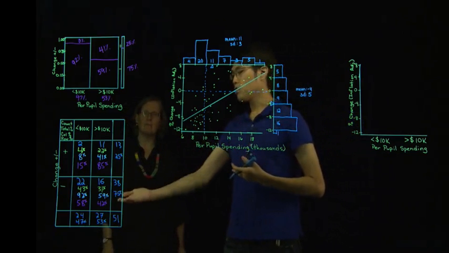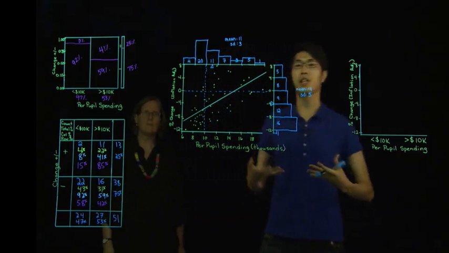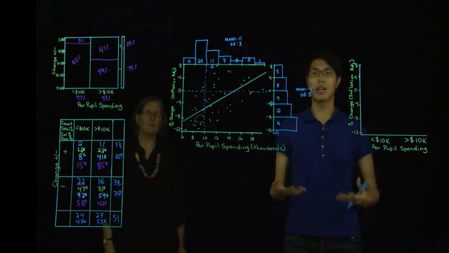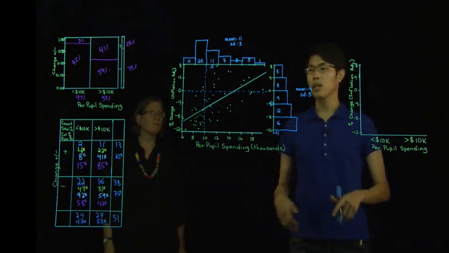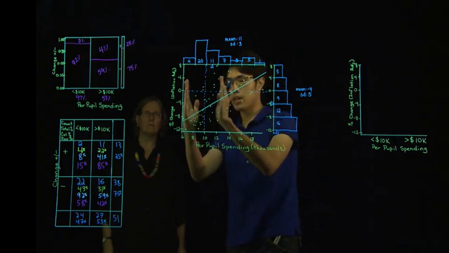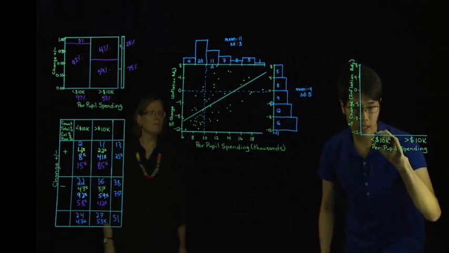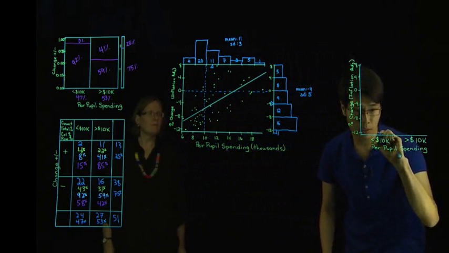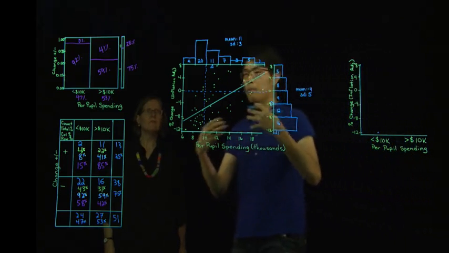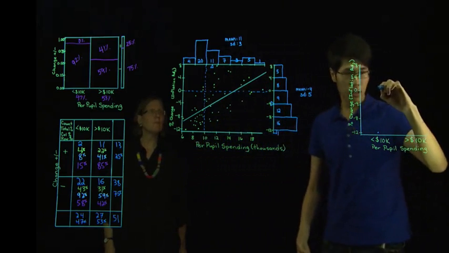If we look at the contingency table, we can identify that there are 24 states with less than $10,000 per pupil spending. So first, let's locate the min and max. The min looks like it's at minus 12, and the max looks like it's at around 1.